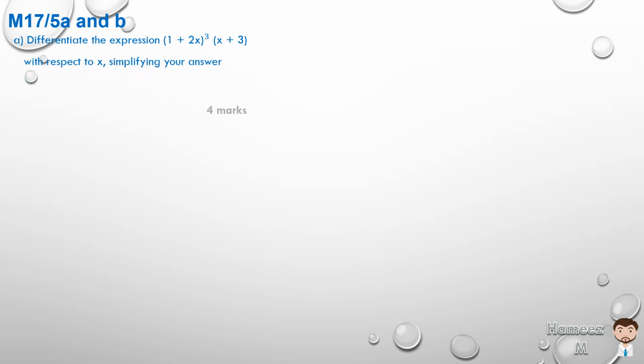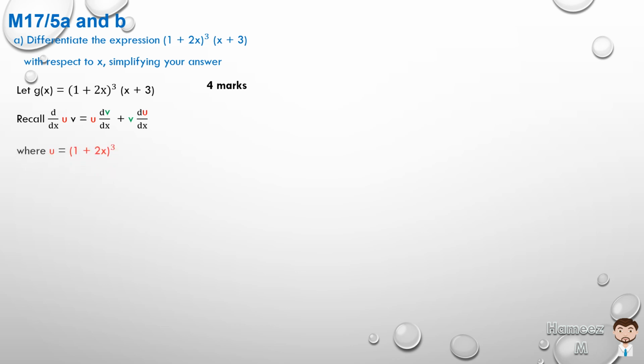May 2017, number 5a: differentiate the expression 1 plus 2x cubed times x plus 3 with respect to x, simplifying your answer. So let g of x equal this product, and let's recall we can use the product rule, which is d dx of uv is equal to u dv dx plus v du dx. And notice we have u and v in different colors for students to easily be able to identify and follow along.